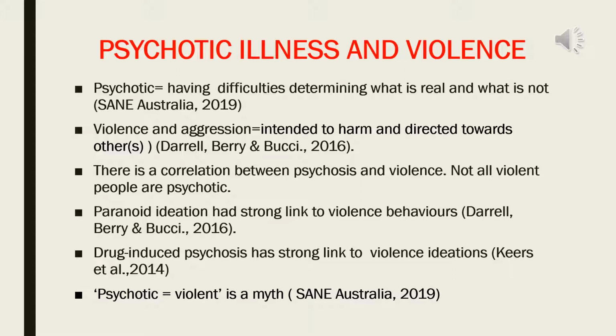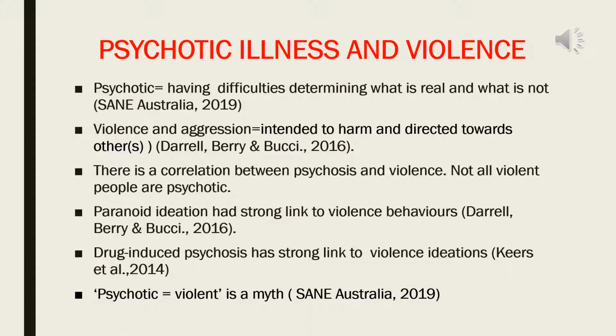Firstly, we're going to explore the relationship between psychotic illness and violence. Psychotic is the state of having difficulties determining what is real and what is not. Psychosis is a mental disorder where a person loses the capacity to tell what is real from what isn't. They may believe or sense things that aren't real and become confused or slow in their thinking. Psychosis often occurs as a part of mental health illnesses. However, it is treatable.